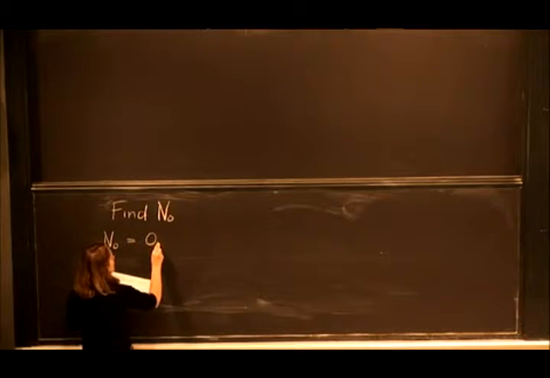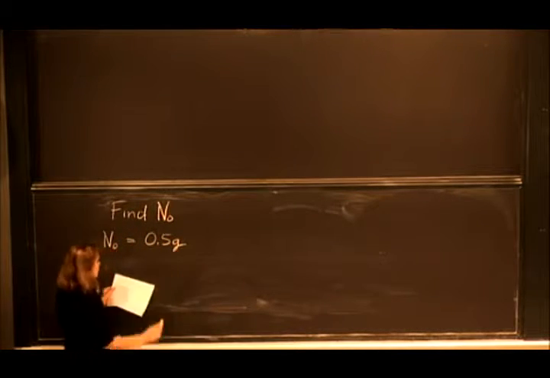So first, given the information up there, the first thing we want to do is find the original number of nuclei. So first, capital N0, the original number of nuclei. We're given information about grams. So we have 0.5 grams.